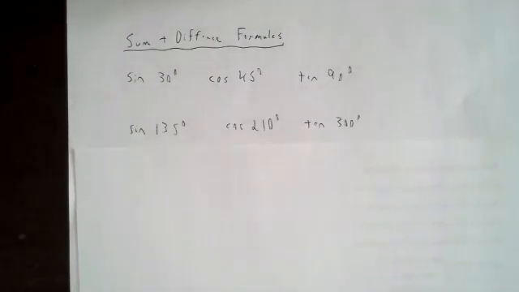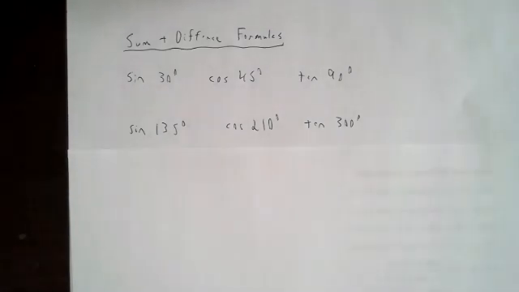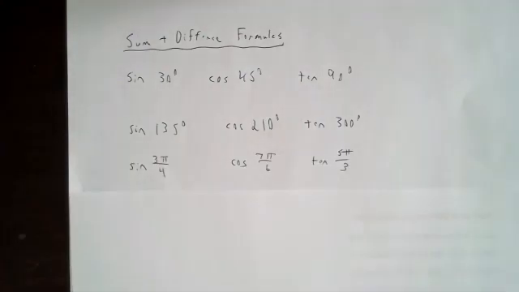Even if it's not in quadrant 1, sine of 135, cosine of 210, tangent of 300. These are still angles that, even though they're not in quadrant 1, are related to their bow tie angles. They have relations to the angles in quadrant 1. They're all angles on our unit circle. Now, these are all in degrees. We can also move on to radians.